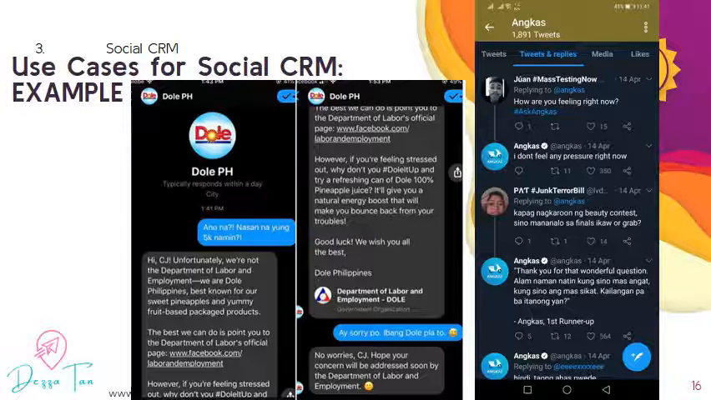Another good example is how Dole Philippines, a brand of pineapple producers, handled a confused netizen mistaking them for the Department of Labor and Employment or DOLE. They handled it creatively and it has gained them a lot of positive attention on social media.